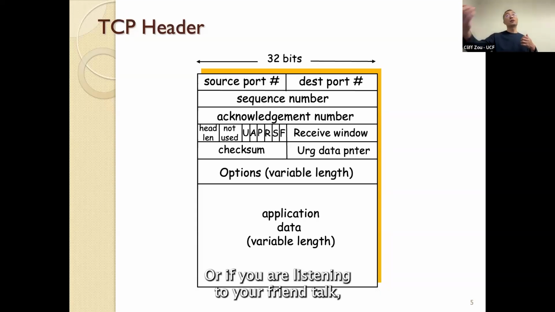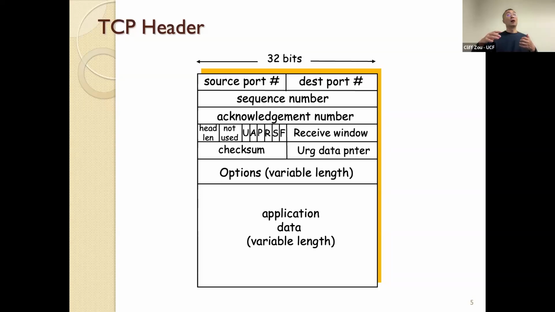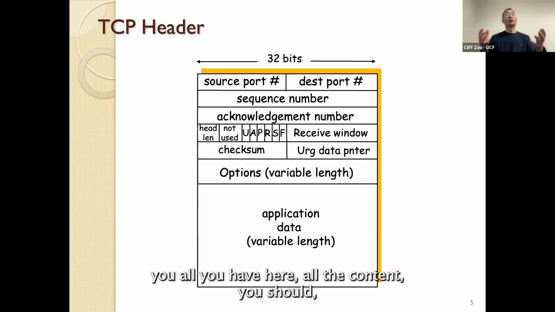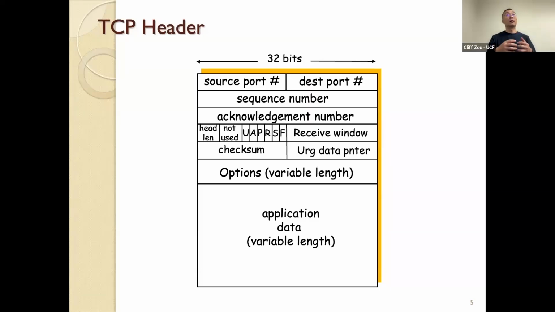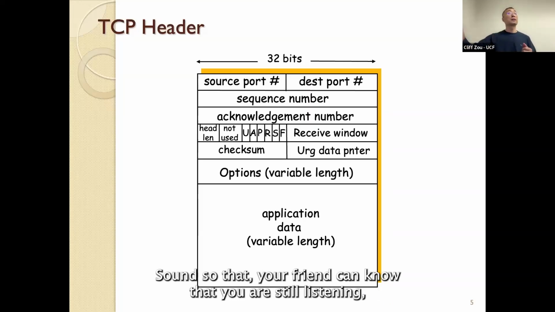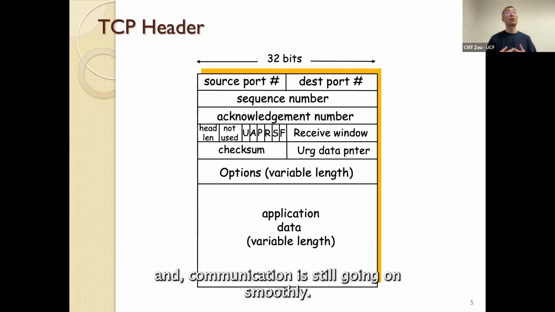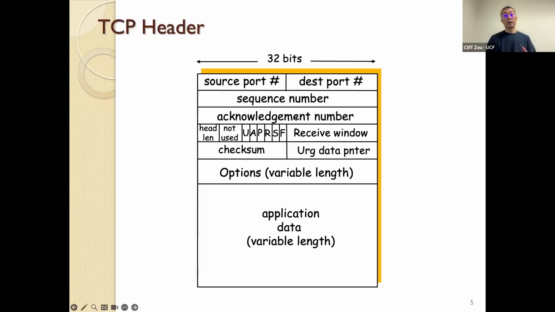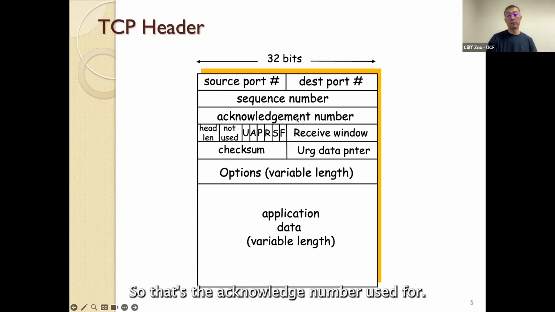Or if you're listening to your friend talk, in order for your friend to know that you're listening and have heard all the content, you should frequently say yes, yes, just some very simple acknowledgement sound, so that your friend can know that you are still listening and communication is still going on smoothly. So acknowledgement is basically for the receiver to tell the sender how many packets I have received. So that's what the acknowledge number is used for.